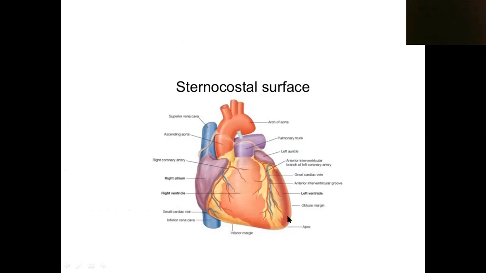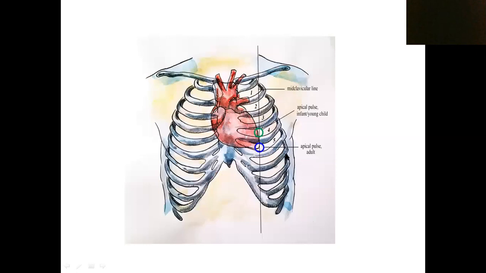See, this is the apex. It is mainly formed by the left ventricle, not by the right ventricle. The apex is formed by the left ventricle and it is directed towards the left side. How? See, this is the thoracic cage. This is the right side and this one is the left side. The apex is directed towards the left side.